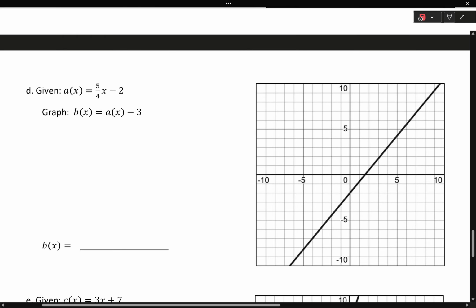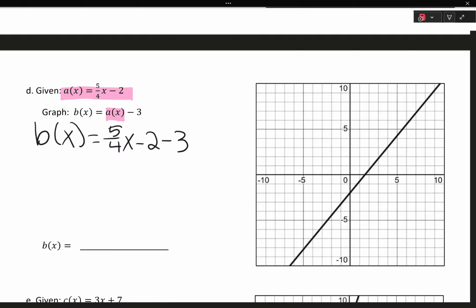Right, last two. Let's try letter D, where we're going to plug a of x into b of x. And we're going to subtract 3 from it. Subtracting is going to be moving our graph downwards. Negative 2 minus 3 is negative 5. Okay, let's graph it, and hopefully you'll be able to see how this graph moved down.